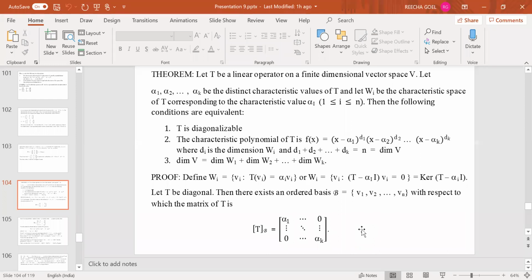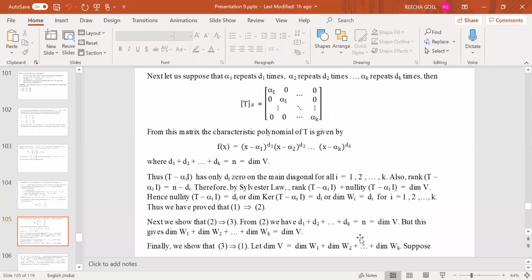Suppose T is diagonalizable. It means there exists an ordered basis B consisting of v1, v2, ..., vn, with respect to which the matrix of T can be written like this. Next, let us suppose that alpha 1 repeats d1 times, alpha 2 repeats d2 times, and alpha k repeats dk times. Then the matrix of T in basis B is nothing but alpha 1, alpha 1, alpha 1, d1 times, then alpha 2, alpha 2, alpha 2, d2 times, ..., alpha k, alpha k, alpha k, dk times. So the matrix of T in that case will be nothing but this.